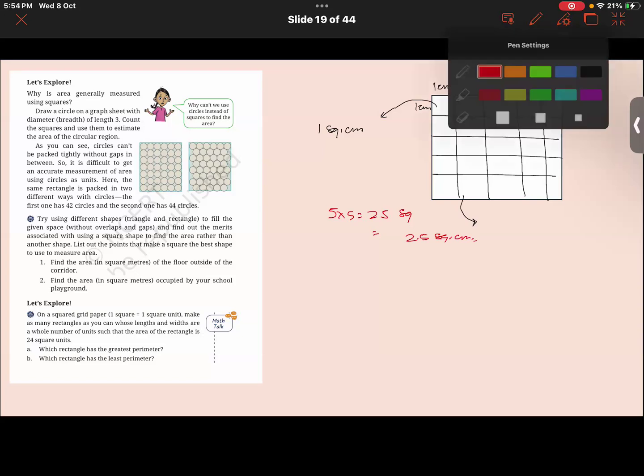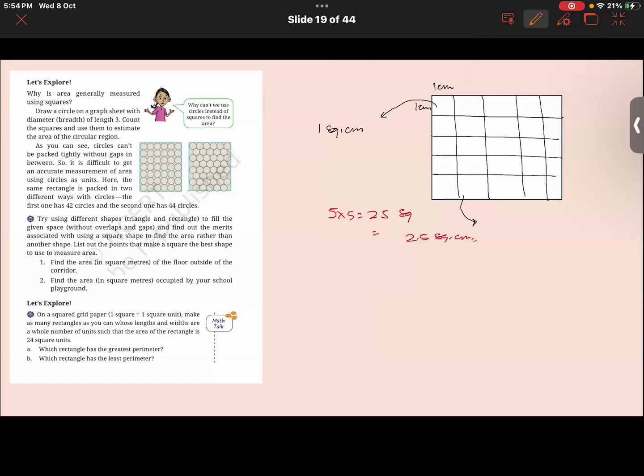But the question is why don't we use circles here? Suppose if you were to use circles instead of squares to find the area, it will not give an accurate answer. Exactly, because there are some empty spaces left over here.